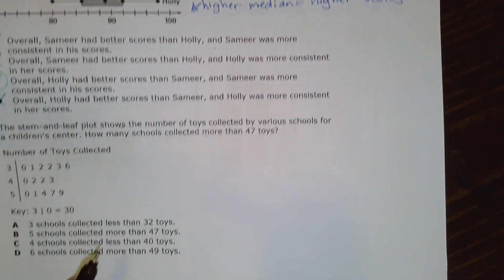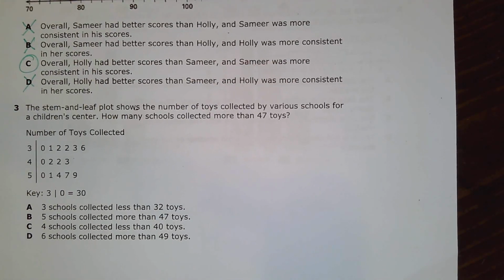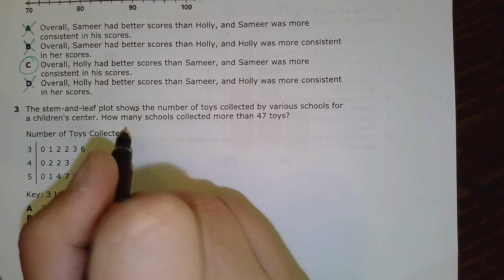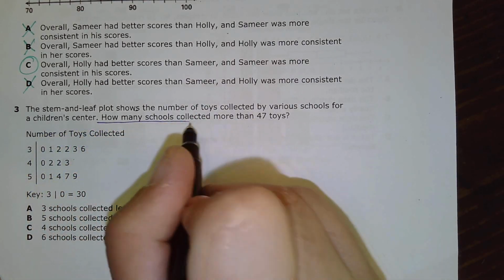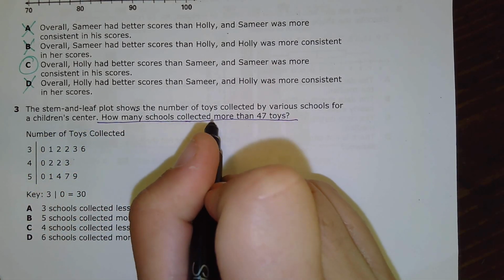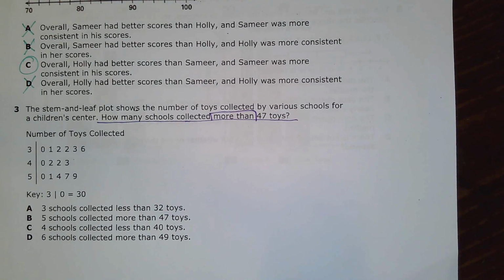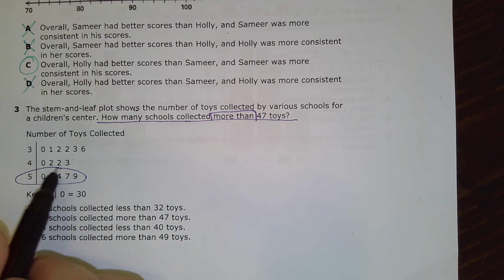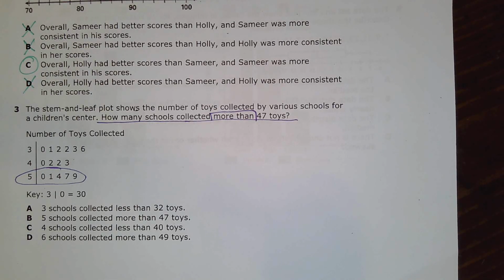All right. When we look at number 3, it says a stem and leaf plot shows the number of toys collected by various schools for a children's center. How many schools collected more than 47 toys? So the biggest thing here is how many schools collected more than 47 toys. Fortunately for us, that's all going to be within this range of data here, okay?